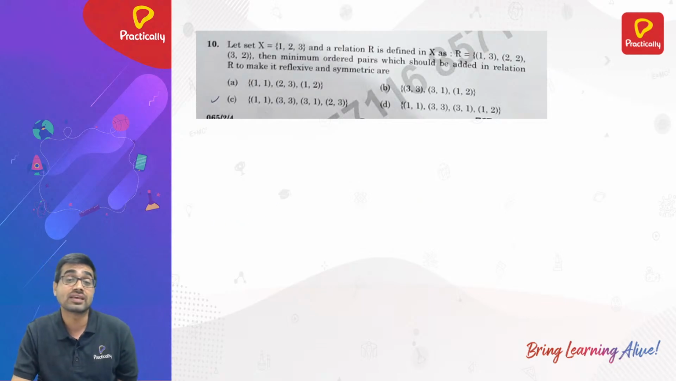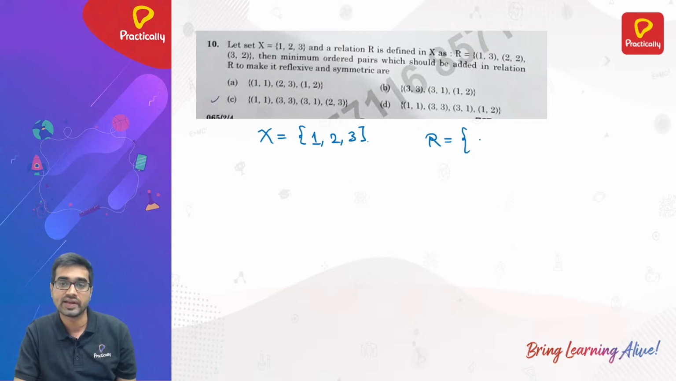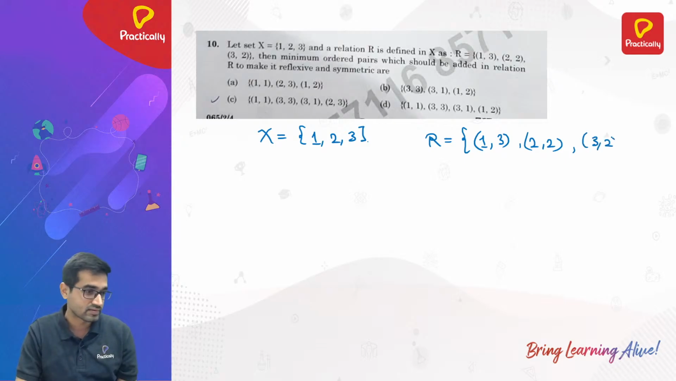Let's say set X is given: 1, 2 and 3. A relation R is given to you. Superb. Let's read it. 1, 3 is given, 2, 2 is given, and 3, 2 is given.